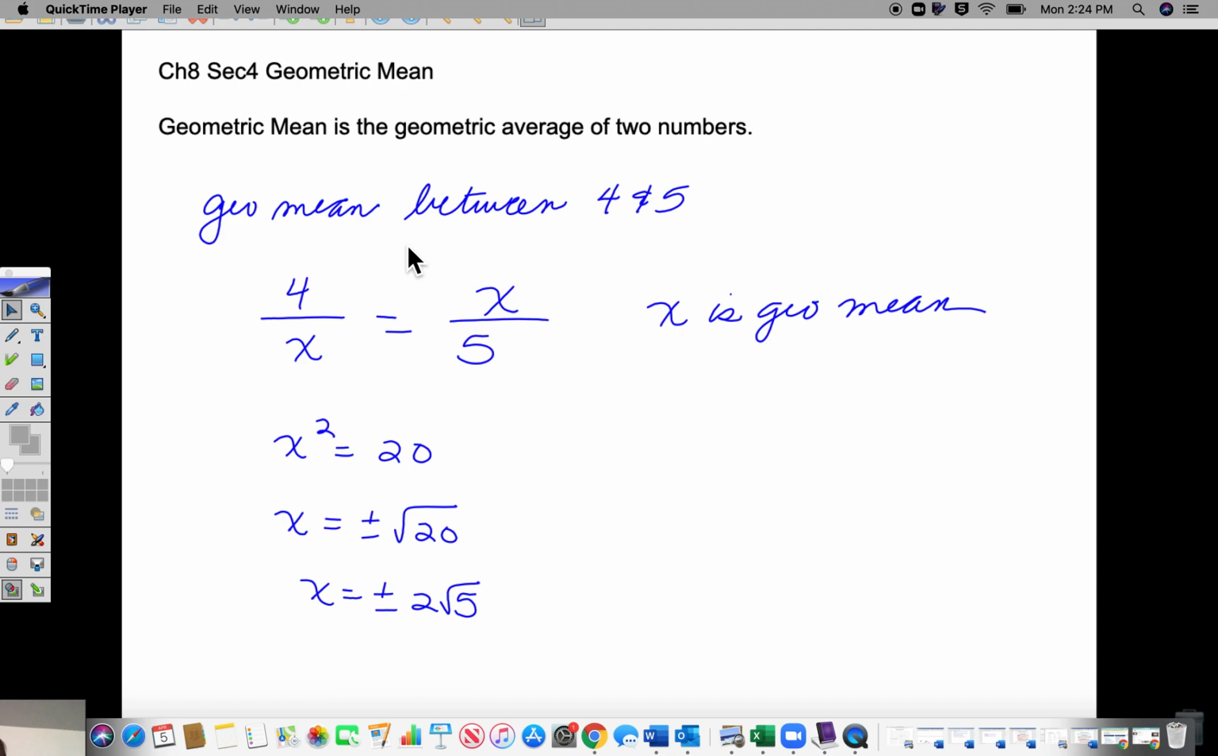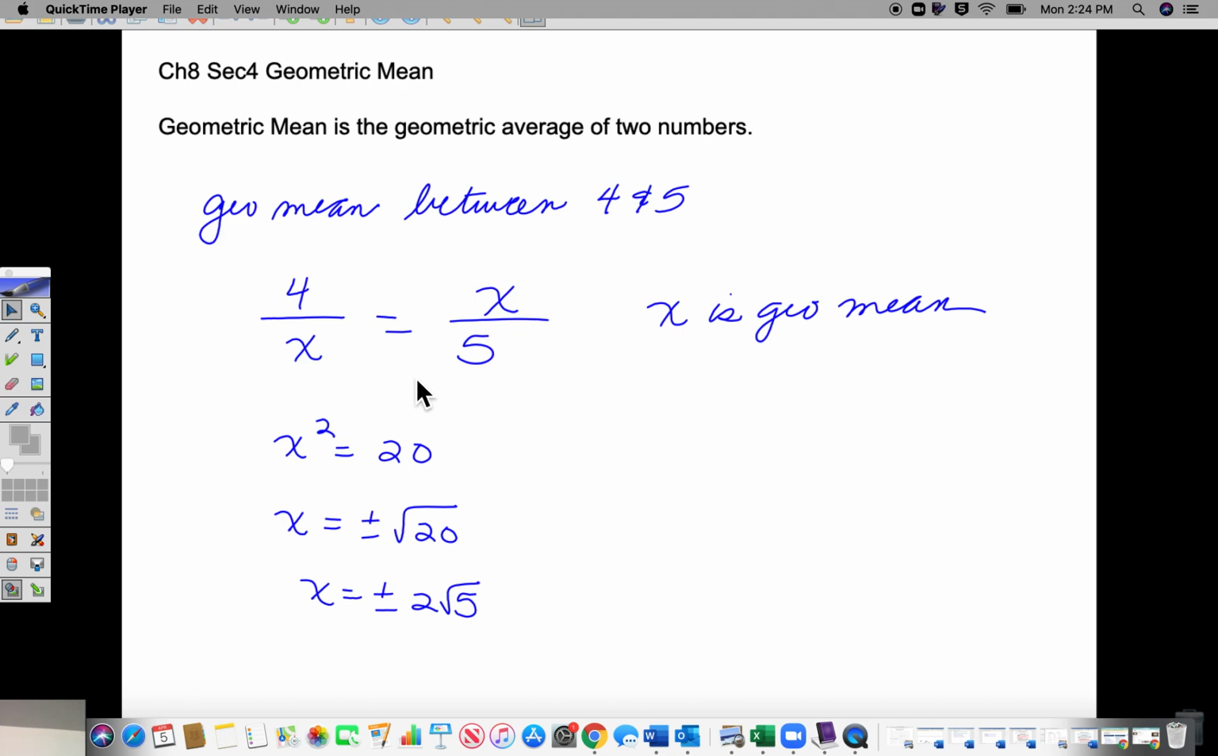So if you wanted the geometric mean between 4 and 5, x would be the geometric mean placed in the denominator and placed in your numerator. Then you would place 4 and 5 in either of the two positions that are left. Keep an equal sign because you have a proportion. So 4 over x equals x over 5.